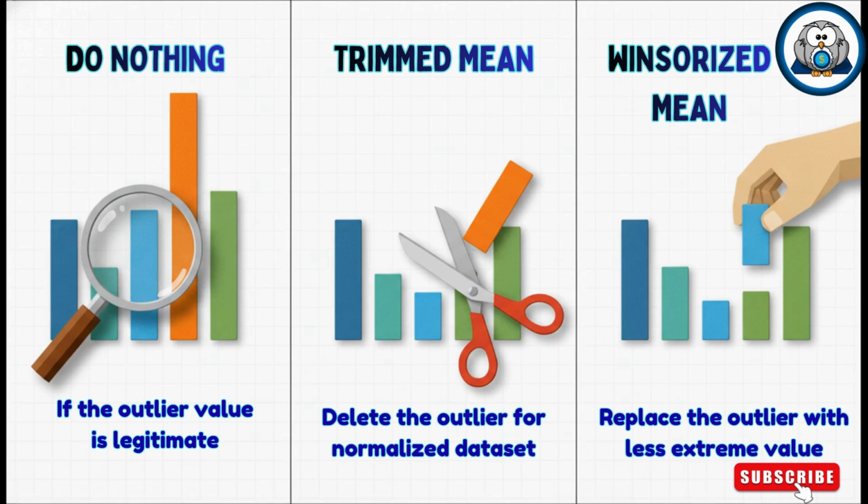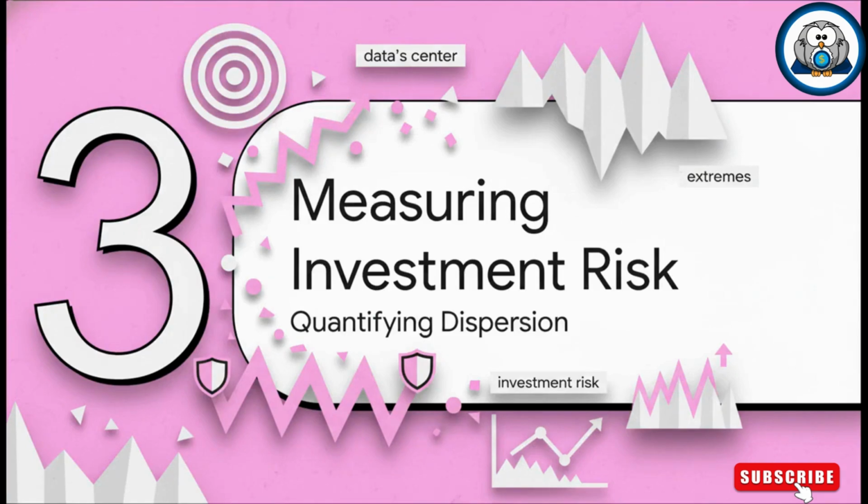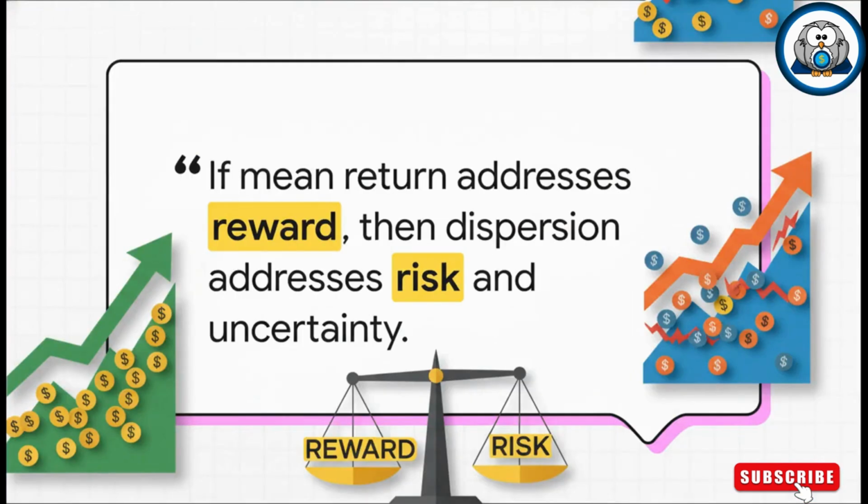It's all about context. All right, moving on to Section 3, Measuring Investment Risk. So we figured out how to find the center, and we know what to do with the extremes. Now for the really fun part. We're going to measure the wobble. And this wobble around the average is exactly how we start to put a real number on the concept of investment risk. This quote from the CFA Institute really nails it.